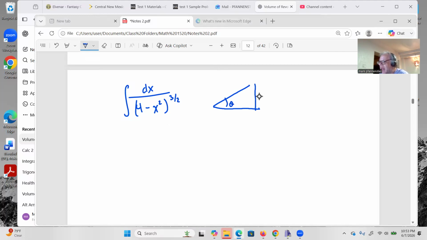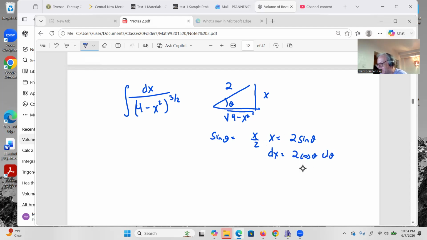Use my theta. And then since it's a 4 minus x, I want 2 to be my hypotenuse, and then x is going to be in one of my sides, and 4 minus x squared by Pythagorean theorem is going to give me the rest. All right, so that's what we've got here. Let me rearrange this because we're going to say that sine of theta is equal to opposite over hypotenuse, or x equals 2 sine theta. We have to take our differential, so we have dx equals 2 cosine theta d theta.